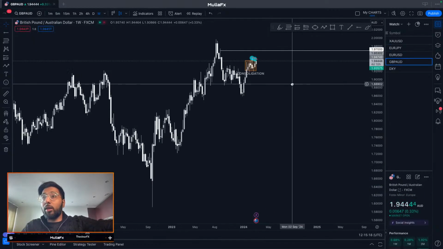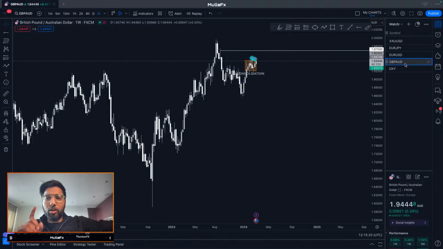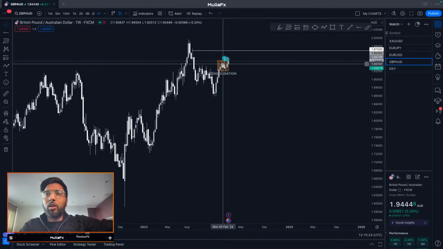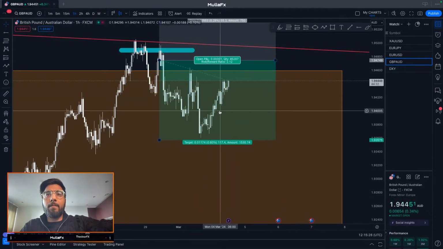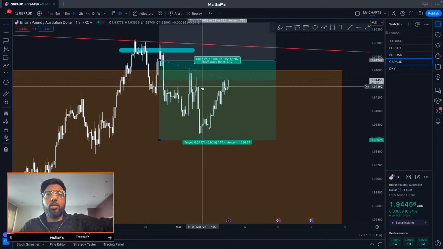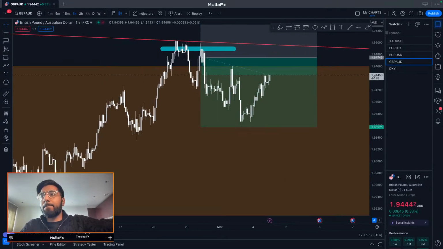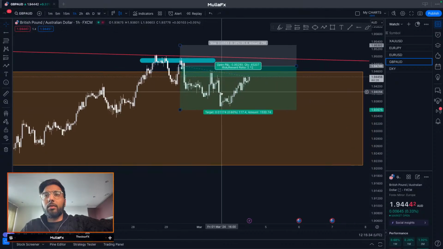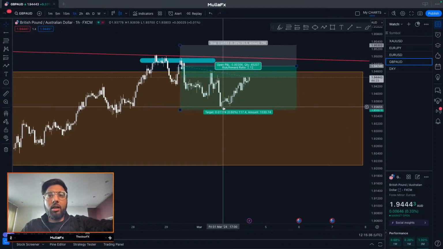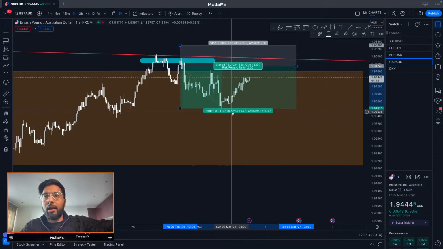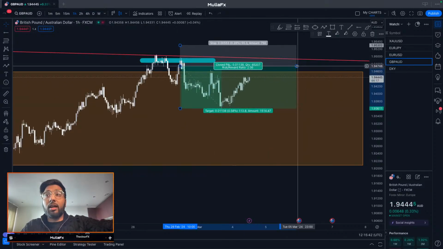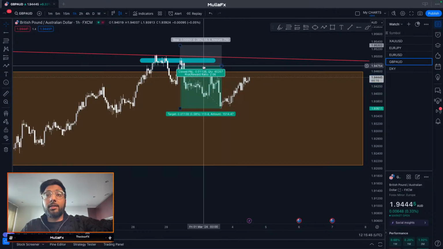Actually, we haven't looked at GBP/AUD. Now that I'm looking at it, we had a consolidation box last week, didn't we, guys? And we basically hit TP as well. Okay, that's crazy. Price hit these lows right here. I didn't actually place this trade, guys. I wasn't in this trade.